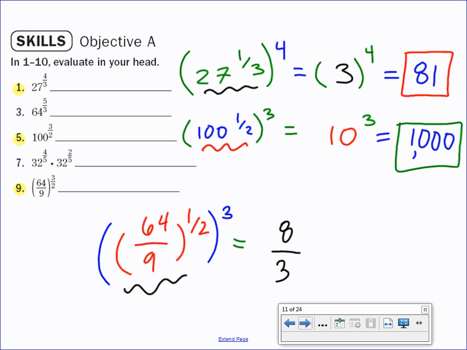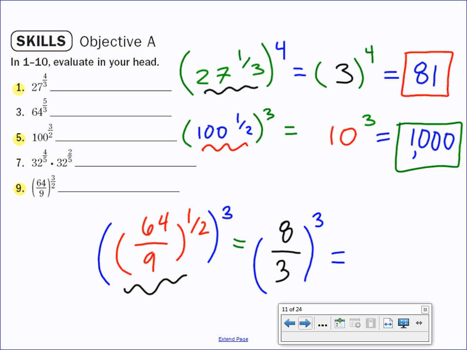Good. So we've done 64/9 to the 1/2 power, and we got 8/3. Now we still need to raise that to my numerator exponent. My numerator exponent was 3 from the original. So now I'll go ahead and cube, right? I'll cube my base. In a quotient, in my quotient cubed, who gets cubed? The top number or the bottom number? Both.